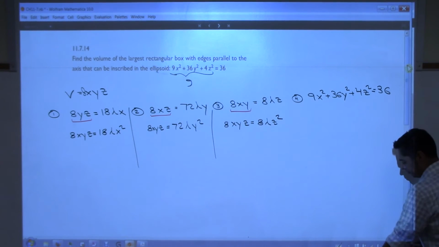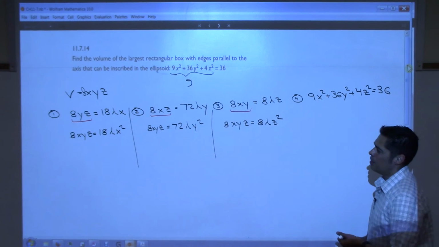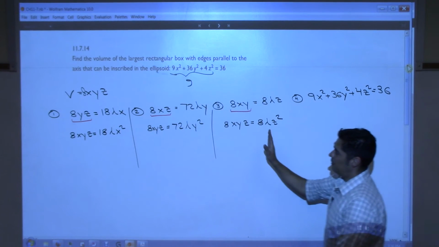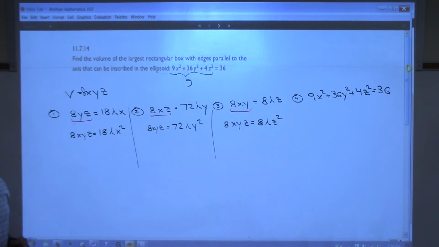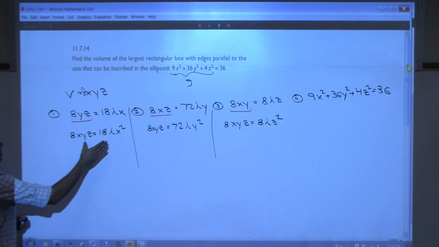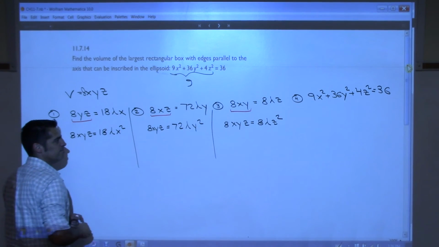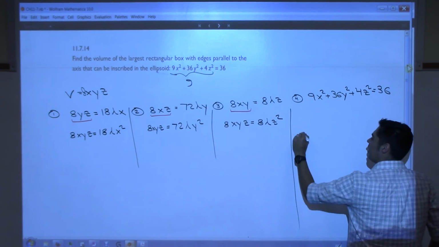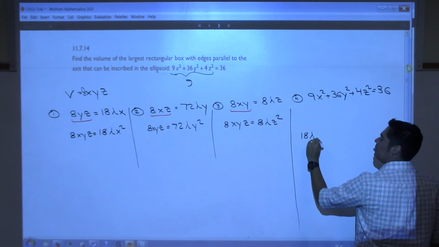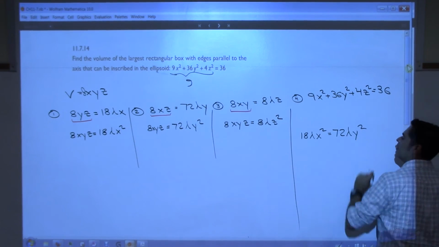All right. Now, if these are all 8xyz, then I can set any two equal to each other. So how about setting this one and this one equal to each other? What if I set 18 lambda x squared equal to 72 lambda y squared?